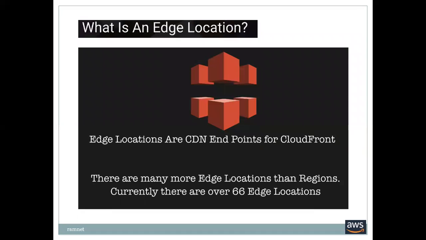What is an edge location? Edge locations are the CDN endpoints for CloudFront. There are many more edge locations than regions. Currently, there are over 66 edge locations. CDN is one of the services offered by AWS. Content Delivery Network, it is called. So those come under the CDN endpoints. They're called edge locations.